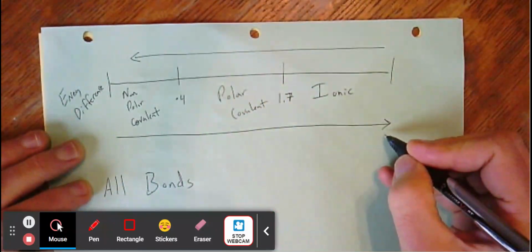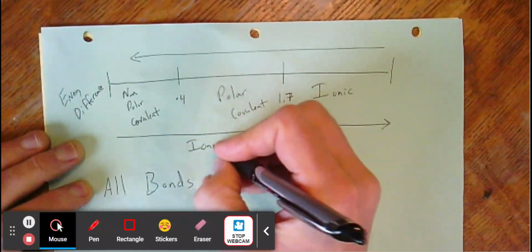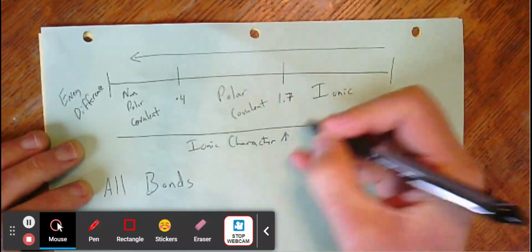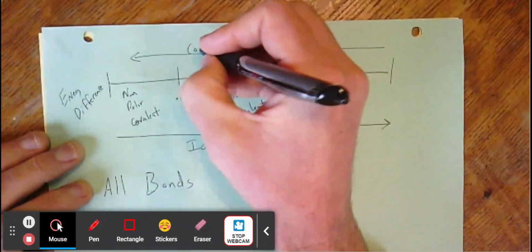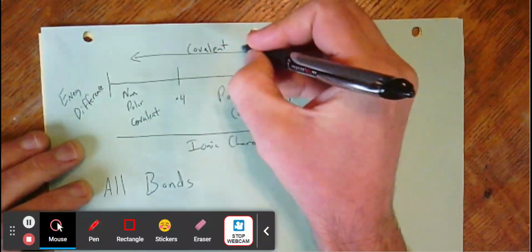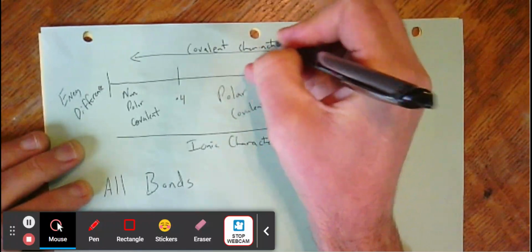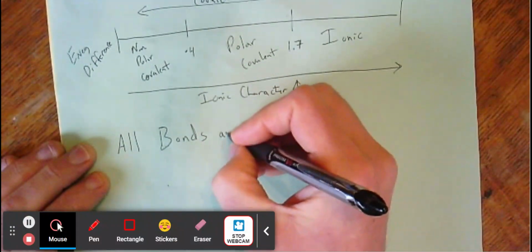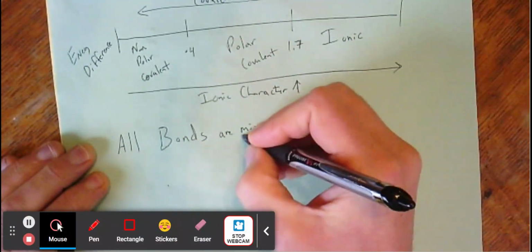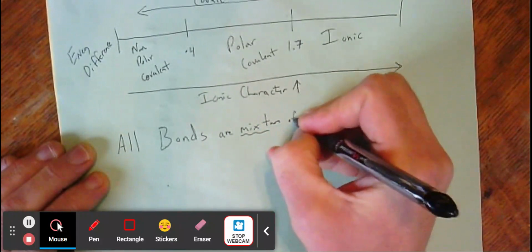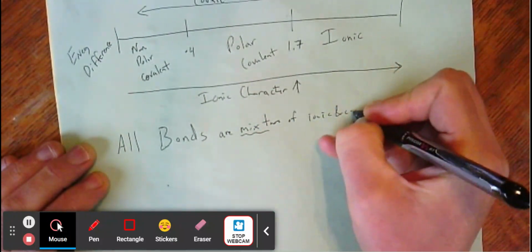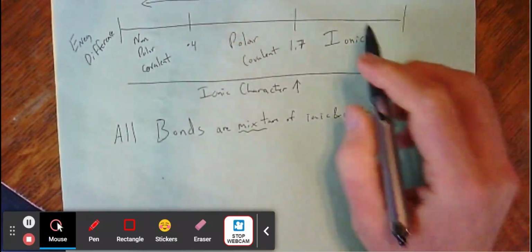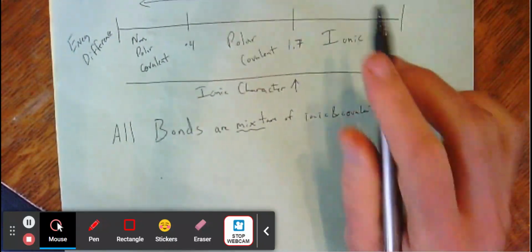Now, as you move along this scale, ionic character increases, and as you go this way, covalent character increases. Now, all bonds are a mixture, meaning just because it's in this region doesn't mean that they're not necessarily sharing the electrons.